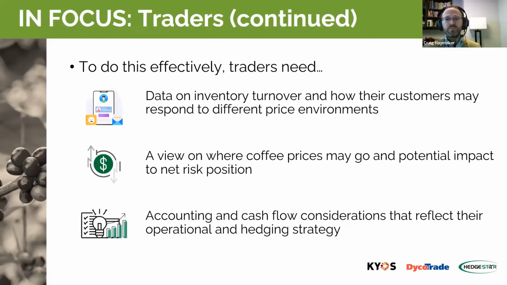So again, what traders need to think about are 3 primary things: the data on our inventory turnover, okay? And how their customers have responded, how they've behaved in different price environments. And again, when I say customers for traders, I mean both producers that they're purchasing from and consumers that they're selling to, okay? Not only that, it's critical that traders have a view on where coffee prices may go and the potential impact that those prices may have on their net position.